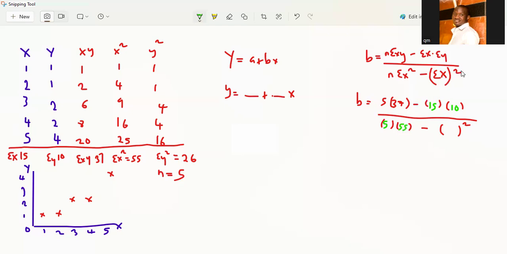Then here, summation of x to the power 2. So summation of x is what? 15, then you square it. If you compute that, you're going to get our b as 0.7. So you put the 0.7 on the b, you leave the x and the y in the equation. Are we clear so far? Any questions?